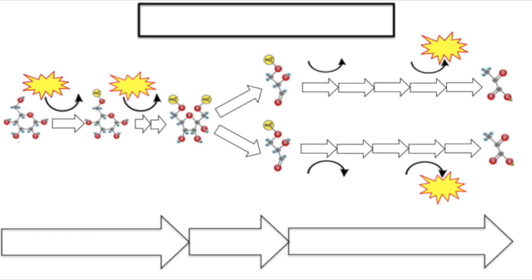The pyruvate and the NADH created in glycolysis are used later to produce more ATP, and the NADH creates ATP through a process called oxidative phosphorylation.